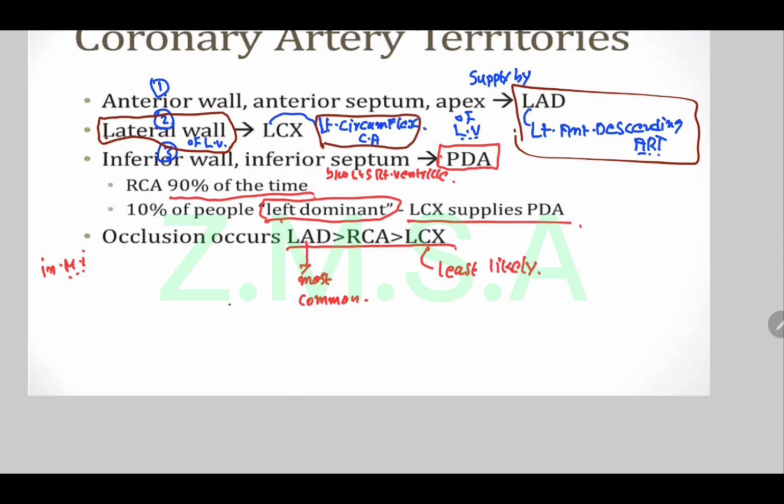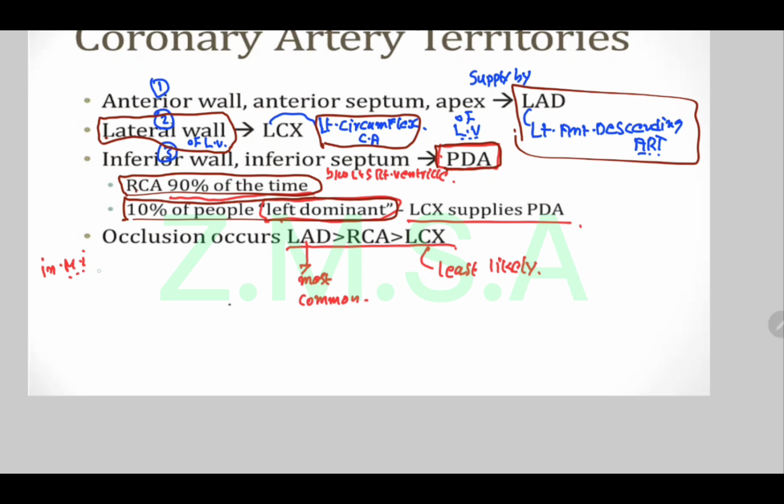And next is the inferior wall. The inferior septum between the left and right ventricle is supplied by the PDA. What is meant by PDA? Already discussed, posterior descending artery. And in 90% of people, the posterior descending artery is a branch of the RCA, right coronary artery, and in 10% the PDA is a branch of the left circumflex artery. So 90% RCA, and in 10%, left dominant, meaning the left circumflex artery supplies the PDA.